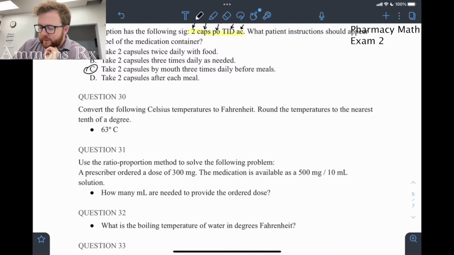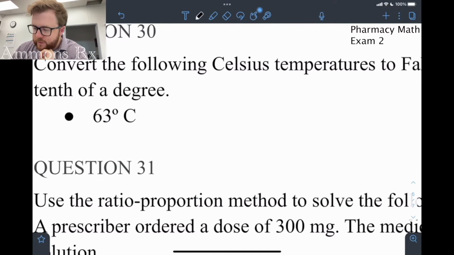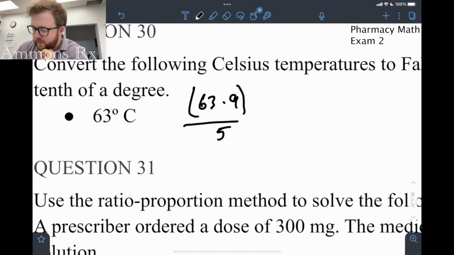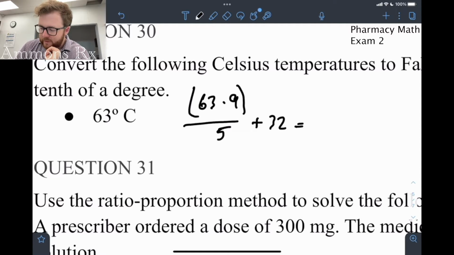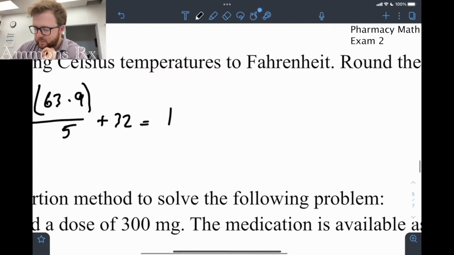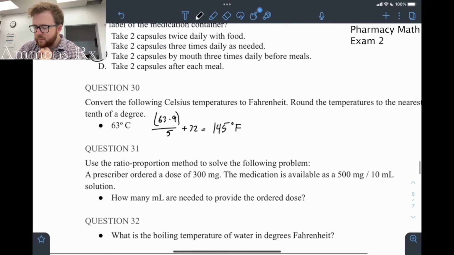Celsius temperature to Fahrenheit. So if we are going to Fahrenheit, we need to do our 63 times 9 divided by 5 plus 32. 63 times 9 divided by 5 plus 32. 145 degrees Fahrenheit.